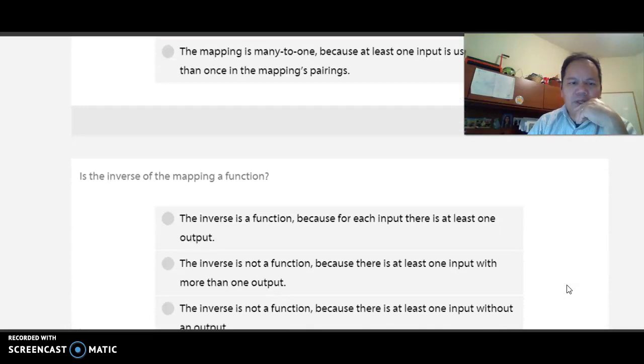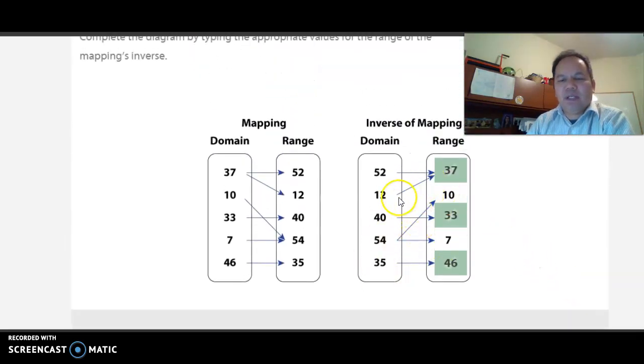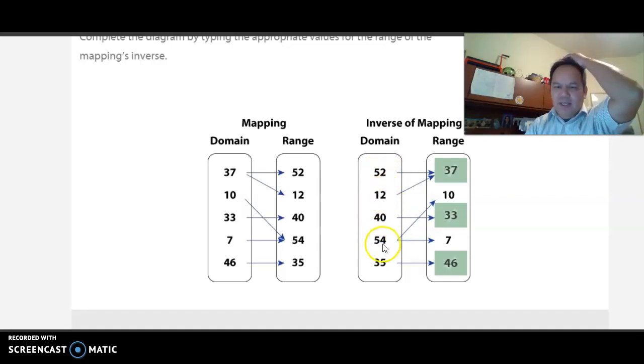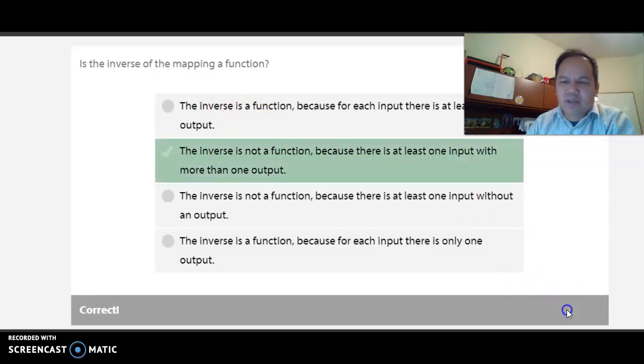Is the inverse of the mapping a function? This is the inverse. Obviously, there are two outputs. You see the x, 54, here. It is not a function because 54 is used twice. There are two outputs, two y's for 54. So we know that's not a function. It is not a function because there is at least one input with more than one output. That makes sense. So check.